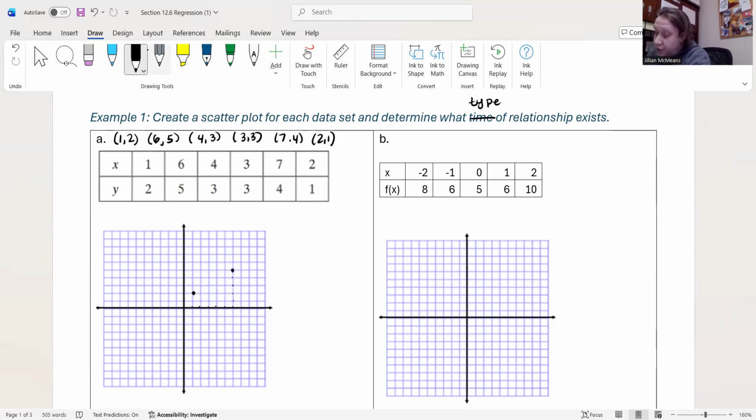Next we have 4, 3. So 1, 2, 3, 4, up 1, 2, 3. We have 3, 3. So from the origin, 1, 2, 3, up 1, 2, 3.